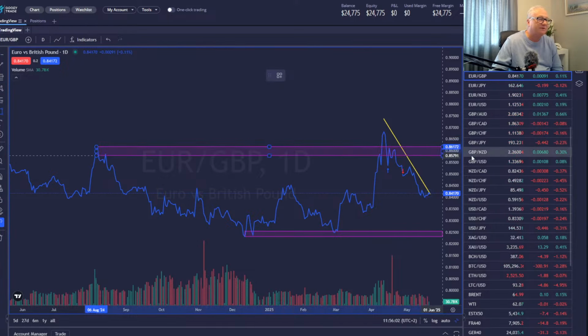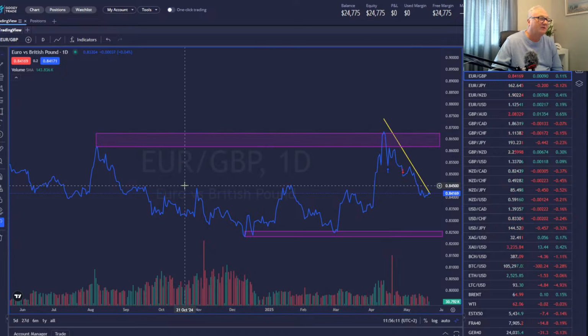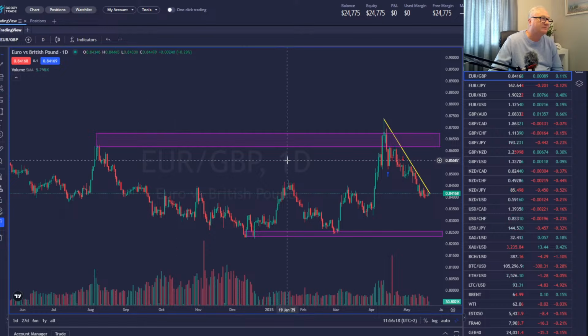Why do we draw a rectangle? Because it's an area of liquidity. And that's kind of your area of resistance. And that's your range. It's in that range. Then you just put it back on candles, not bars, candles.